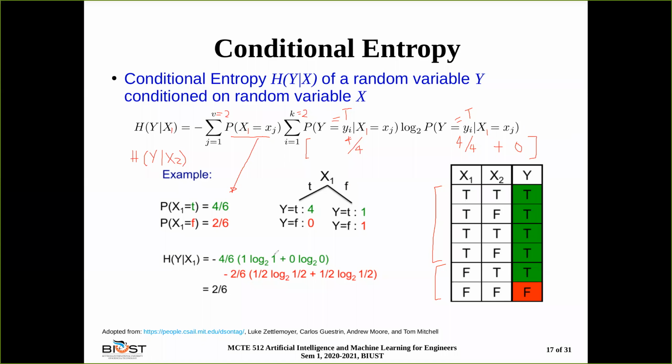So now we consider this part. Minus, so we multiply it with the probability of x1 being true. In this case, that is 4 over 6. So 4 over 6 multiplied by this when x1 is true. That's 4 over 4 log 2 of 4 over 4, plus the other case, 0. We don't do 0 over 0.